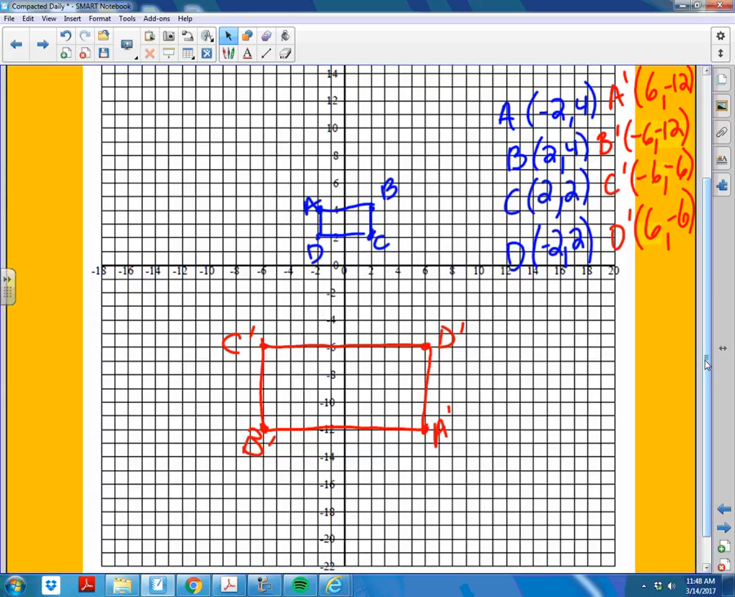Could they give you these and the scale factor and have you work your way backwards? Yes, they absolutely could do that. And we will. Okay? Any questions on dilations? Make sense? Dilation is going to either become larger or smaller, unless the scale factor is 1 or negative 1. Any questions on that?